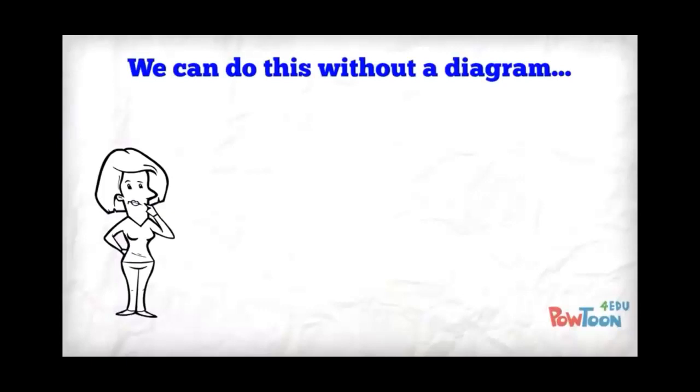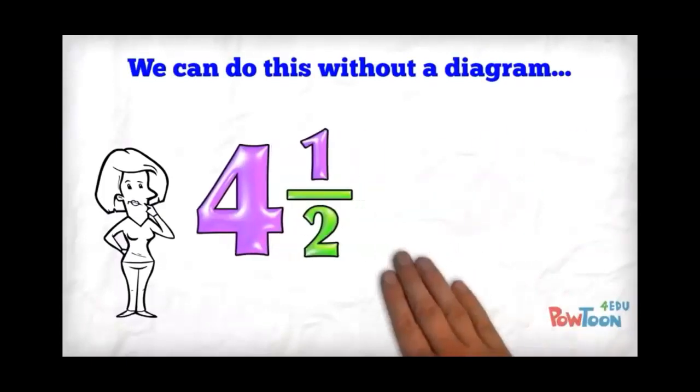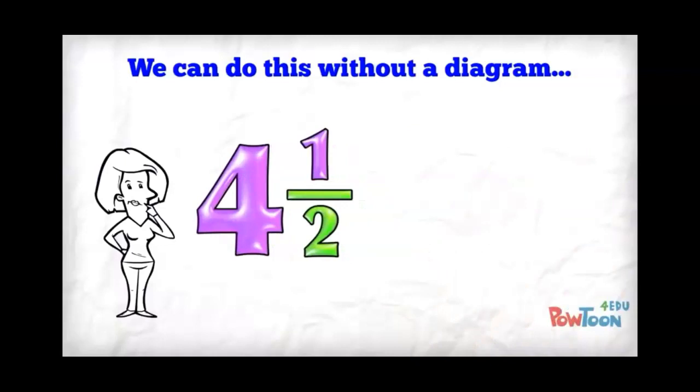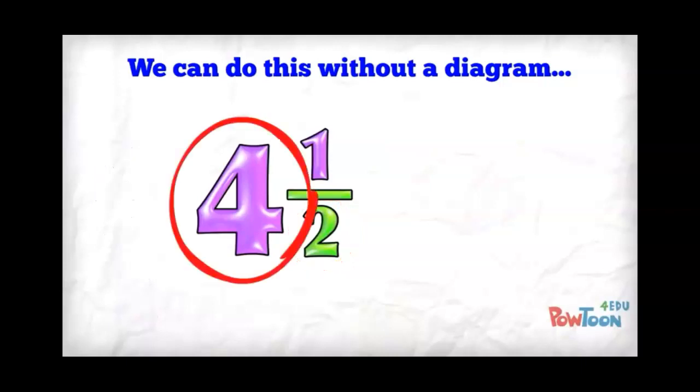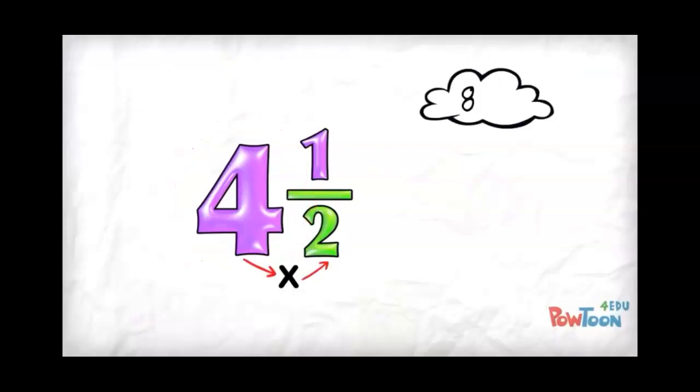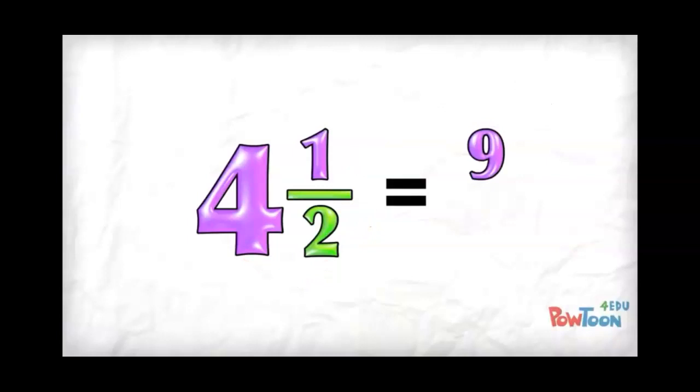We can also do this work without using a diagram. Let's take another example. 4 and 1/2. Each whole is worth 2 because our denominator is 2. I have 4 wholes, so that means I have 4 lots of 2, or 4 times 2. That's 8. And I have another part here to add in from the numerator of 1. So 8 plus 1 is 9. That's our number of parts, so that's our numerator. I use the same denominator we started with, 2, and I'm done. 4 and 1/2 is the same as 9 over 2.